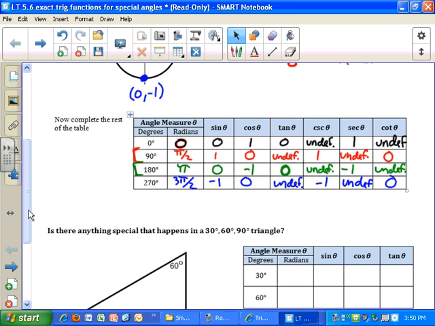You can compare that with your own table, and maybe you'll notice a pattern: when the tangent is undefined, like it was for 90 degrees, so is the secant. And the same goes for when the cosecant is undefined, so is the cotangent. That's because you end up with 0 in the denominator.